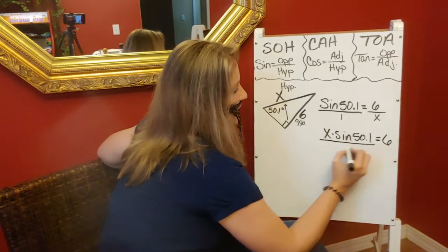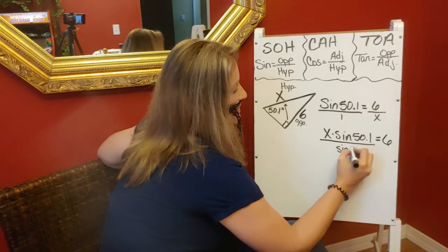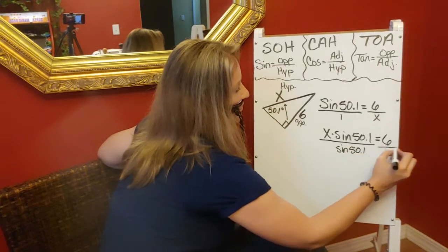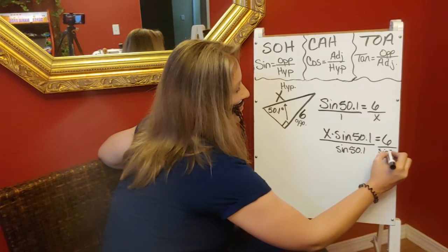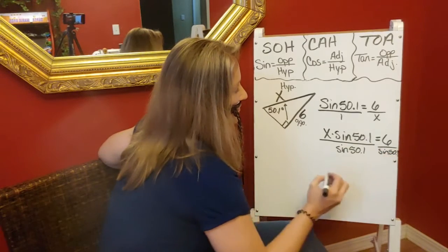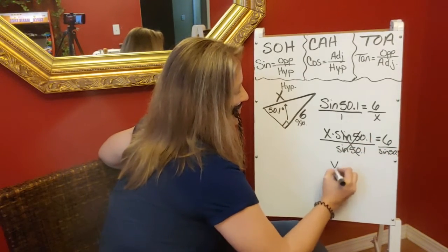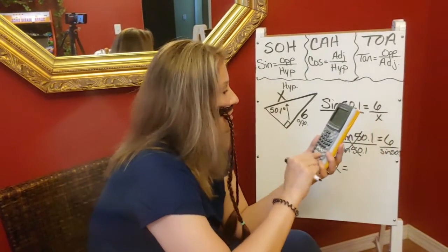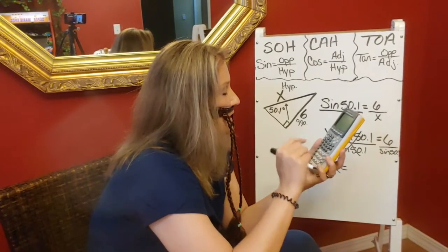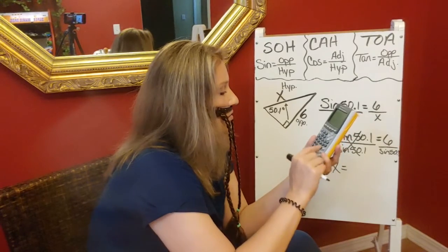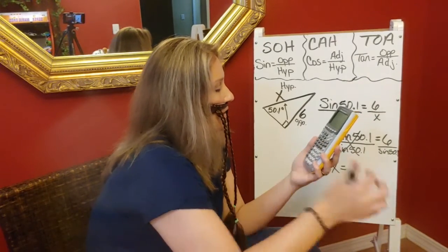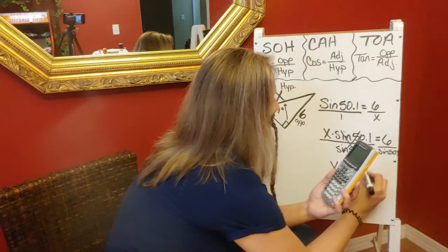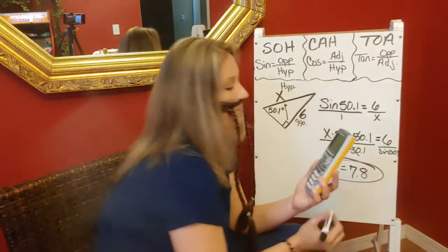I'm going to have to divide both sides by the sine of 50.1. That crosses out over here, and let's find out what x is. Take my calculator, 6 divided by the sine of 50.1, and it is 7.8.